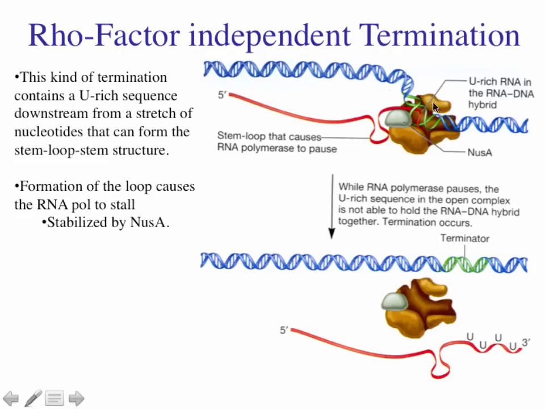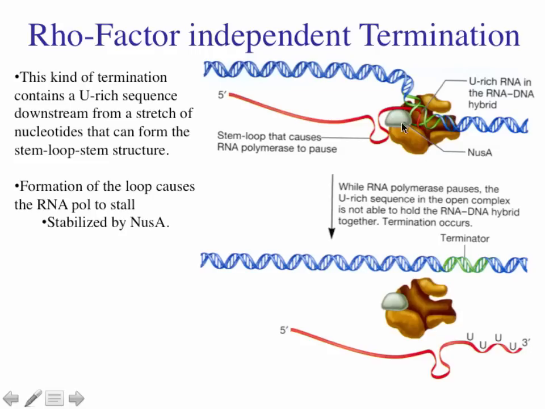Inside the replication bubble, you're going to have that U-rich RNA to DNA hybrid, which is not very stable. And that is basically going to help the polymerase dissociate from there. So having that loop and the poly-U tail helps the polymerase fall off.